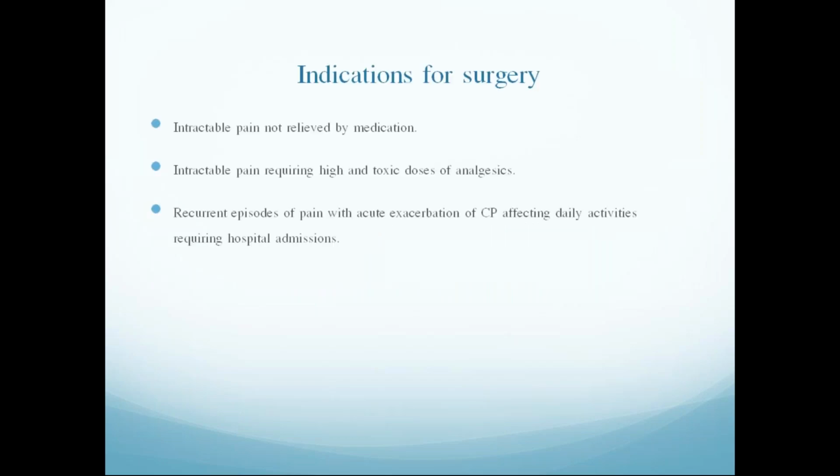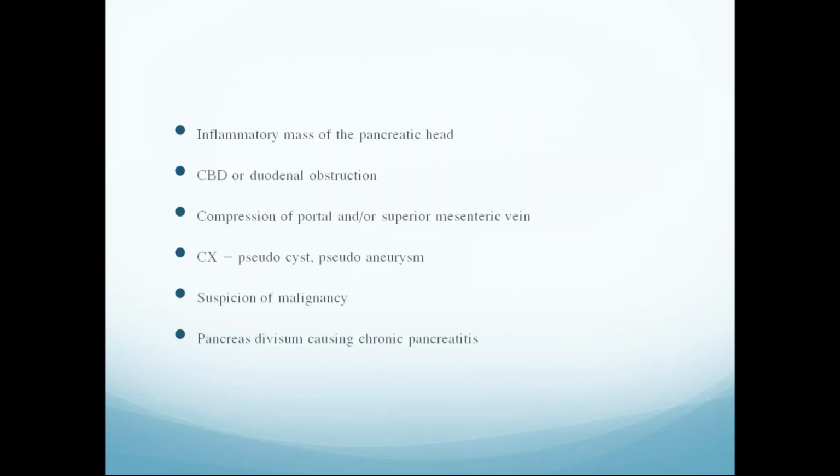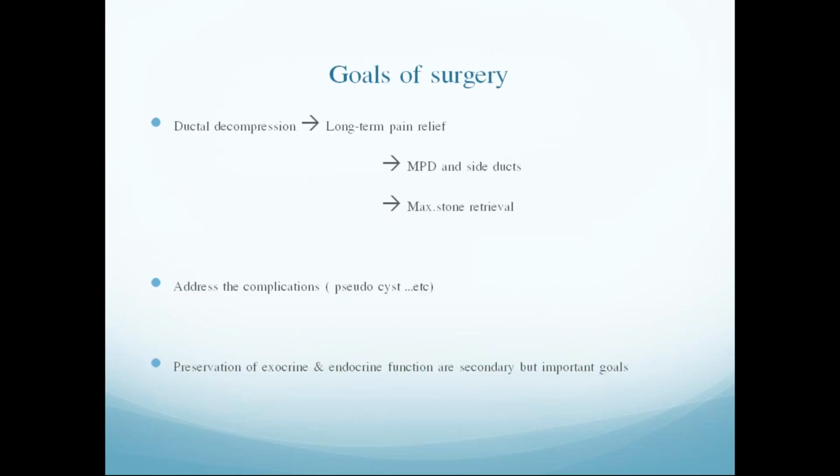Now surgical therapy: when do we indicate surgery? When the medical therapy fails, in about 95%, we go for surgical therapy. The indications are intractable pain requiring high and toxic doses of analgesia, and recurring episodes of pain with acute exacerbation of the chronic pancreatitis affecting daily activities and requiring hospital admission. Also inflammatory mass of the pancreatic head, CBD or duodenal obstruction, compression of the portal and superior mesenteric veins, pseudocysts and pseudoaneurysm, suspicion of malignancy, and pancreatic disease causing chronic pancreatitis.